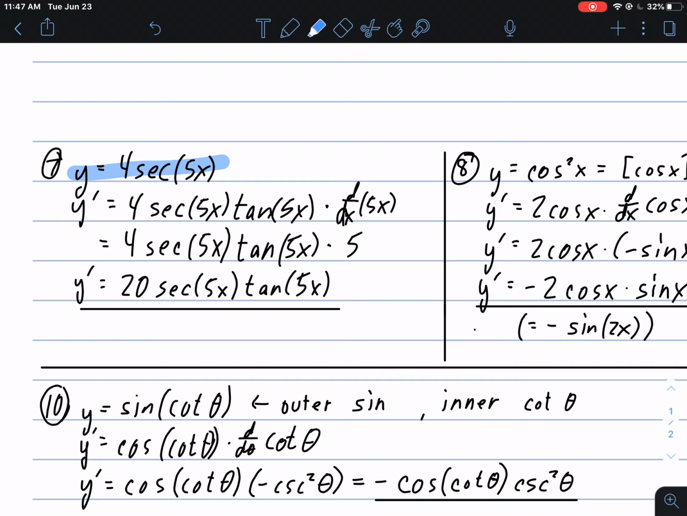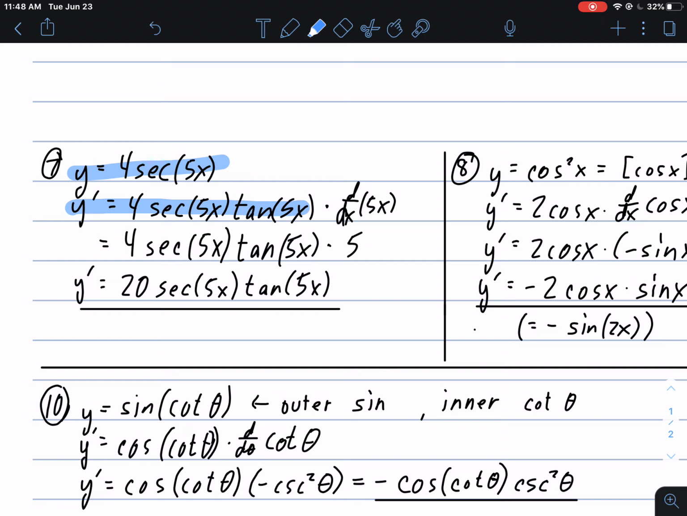Now the 4 in front of that, that's just a constant multiple, right? I don't really care about that. The constant times the function, its derivative is the constant times the derivative of the function, right? That's our constant multiple rule. So that doesn't change. But here's the derivative of the outer function. The derivative of secant is secant times tangent. So the derivative of 4 times the secant of whatever would be 4 times the secant times the tangent of that whatever, 5x in this case.